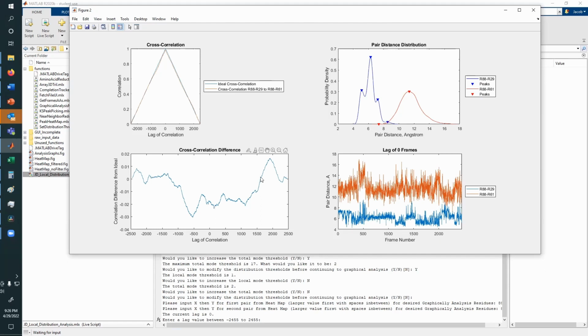From this cost correlation difference, we can see that there might be some increase in correlation at this particular point. Turn on tooltip. Our lag value for that would be 1895. And this is what the simulation pair distance looks like for both residues, with their pair distance here and their frame number here. You can see it goes from 0 to about 2500. And so we will change the lag value to 1895.